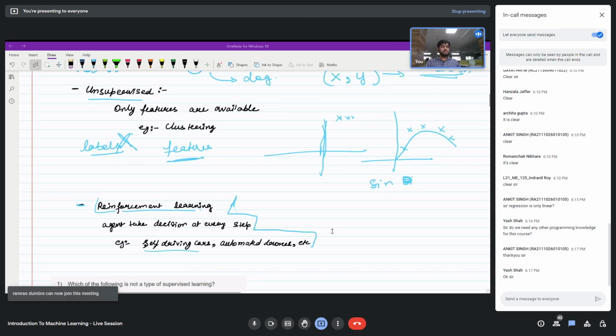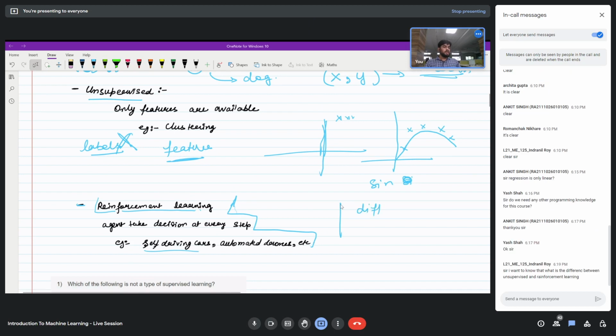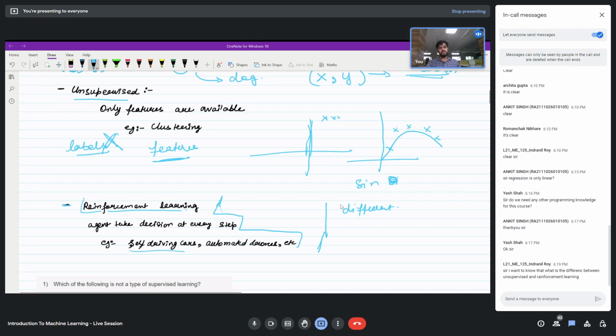So, okay, I have covered till here different types of machine learning. Any doubt till here? Okay, so Indranil Roy is asking a question: what is the difference between unsupervised and reinforcement learning?